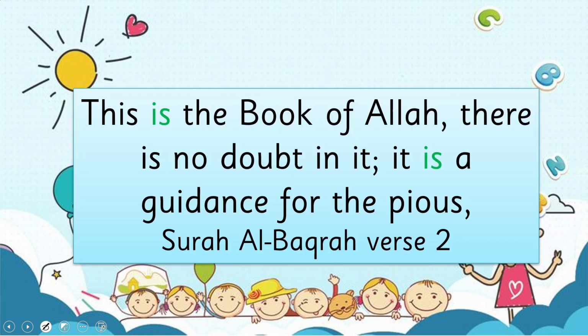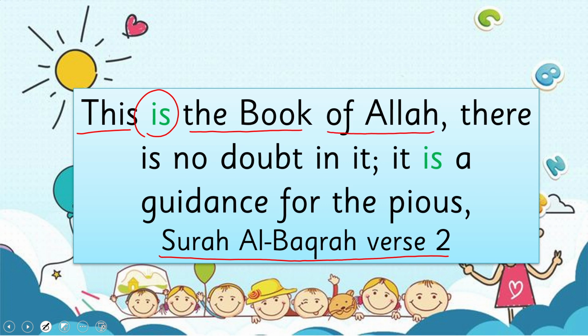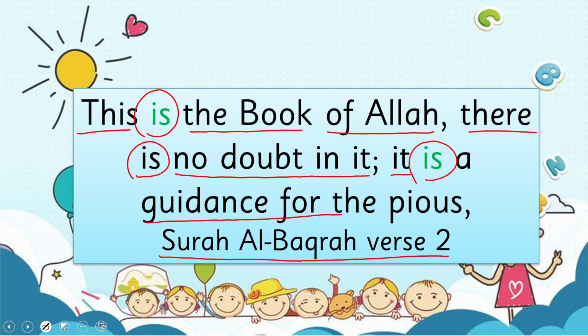Let's start with the name of Allah subhanahu wa ta'ala. Allah mentions in Quran, Surah Al-Baqarah, verse 2. This is the book of Allah. There is no doubt in it. It is a guidance for the pious.